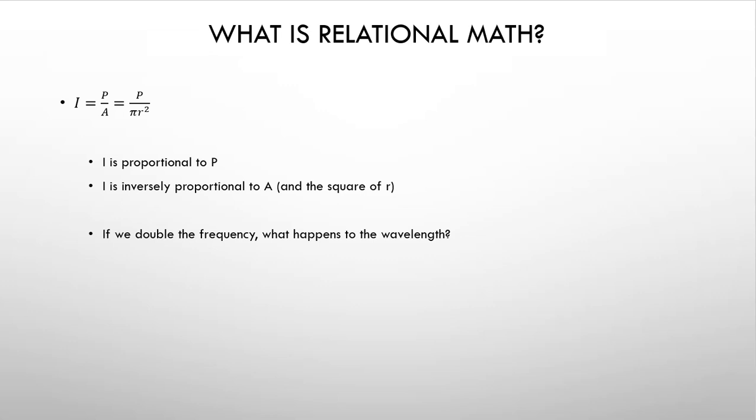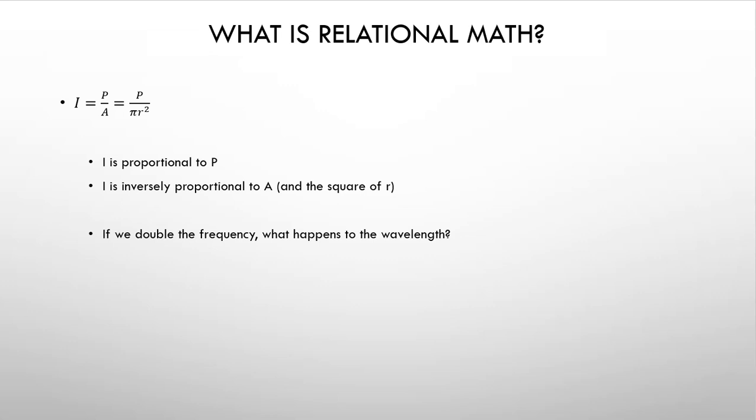In our example here, I is proportional to P. As P increases, I increases. I is inversely proportional, is inversely related to A. As A increases, I will decrease. I is inversely related to the square of R. So as R increases, I decreases by double or by the square. So it's inversely related, and R is squared, so that's going to give us an inverse and exponential relationship.